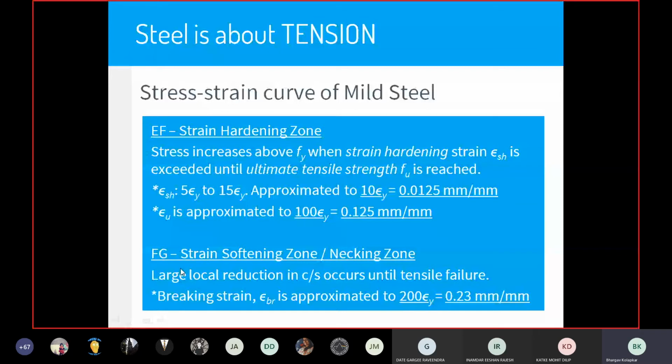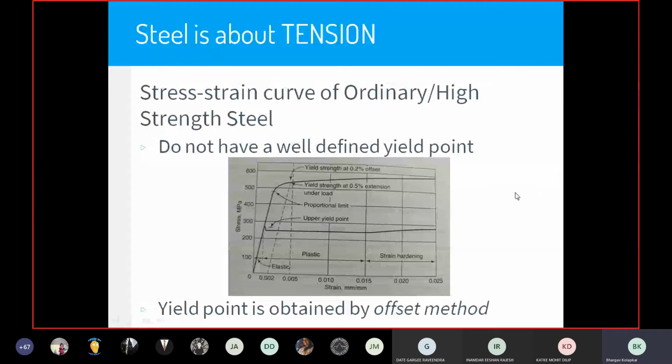And the final region is FG, which is also called a strain softening zone, in which there is a significant reduction in the cross section, and finally the section breaks at a strain which is approximately 200 times the yield strain. The 200 number only implies that it has a lot of ductility, it can undergo a lot of increase in length as compared to its original length. Okay. So now this was the curve for mild steel.